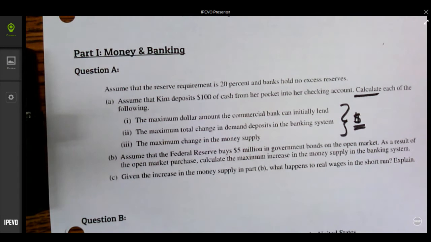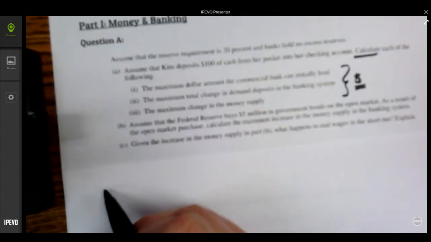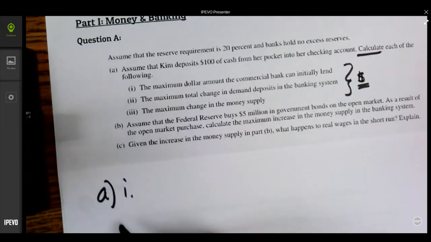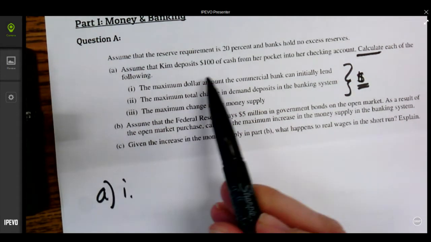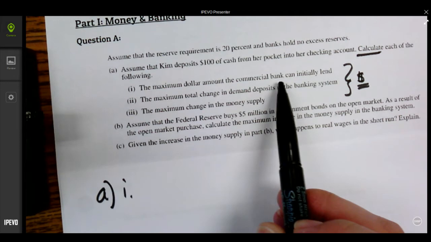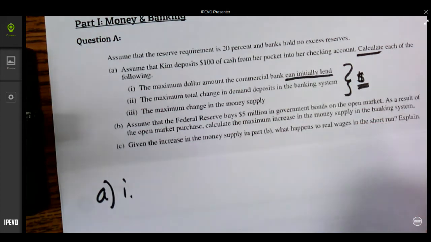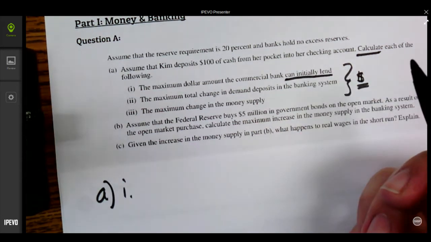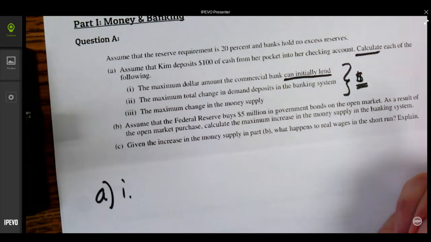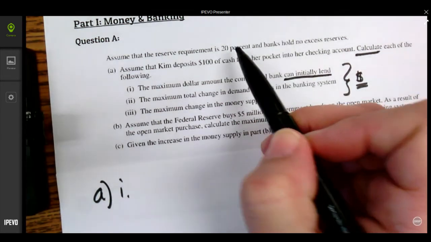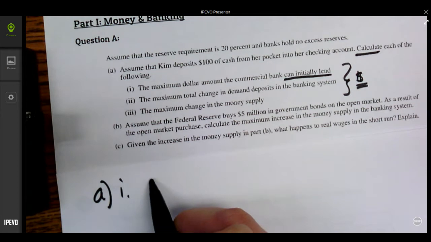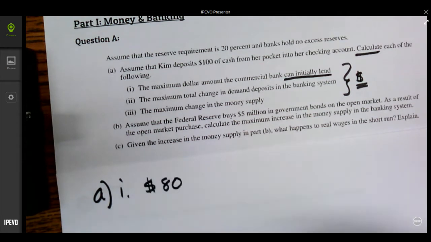Just like you would in the AP exam, we're going to put our questions on a separate piece of paper and label them carefully. For this question, we're going to do part A, and we've got 1, 2, and 3. From that $100, what is the maximum dollar amount the commercial bank can initially lend? Right from the start, we think about how much of that $100 needs to be kept in the required reserves versus the excess, because remember, lending must only come from the excess. If the reserve requirement is 20%, then $20 are going to be in the required reserves, and that leaves $80 left over that the bank can initially lend.